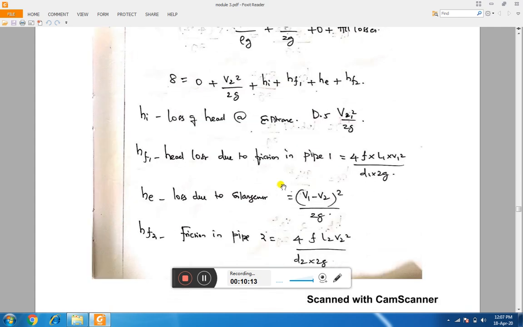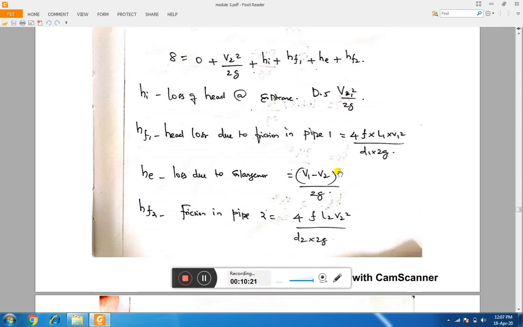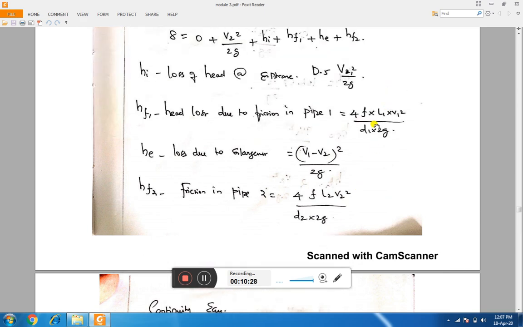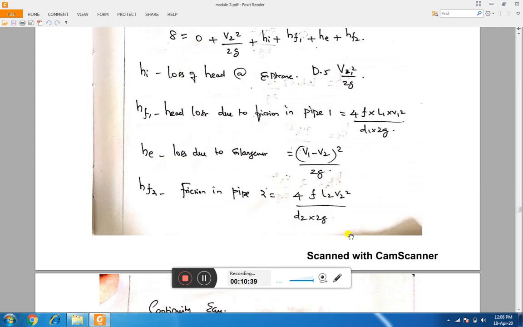Now he is the loss due to enlargement, which is (V1 minus V2) whole square by 2g between these two pipes. Then friction in pipe 2, 4f L2 V2 square by D2 into 2g. So these are the equations. Now if you see, we have V2 square here, V1 square, V1 square, V2 square, V2 square. But neither V1 is known nor V2 is known. So we have to substitute V1 in terms of V2 or vice versa.